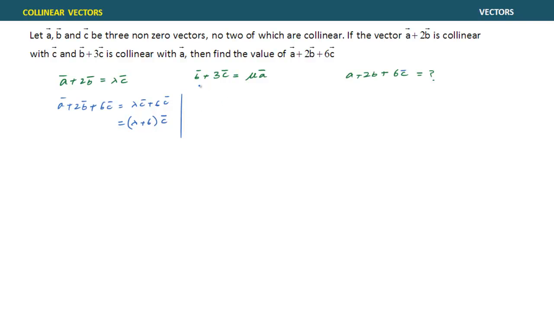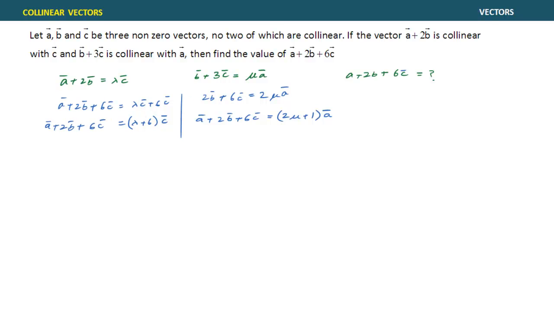Okay, now let's talk about this one. Here it is b plus 3c, and here it is 2b plus 6c. So can I say, first of all, multiply this by 2. This becomes 2 mu a, right? And here a is missing, so let's add a also on both these sides. So this also becomes 2 mu plus 1 times a vector, right? Now notice that both of them have actually become a plus 2b plus 6c.